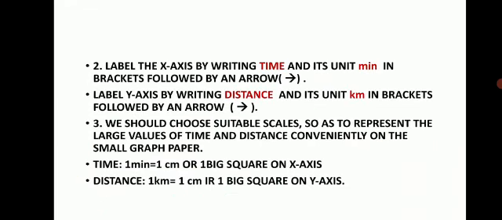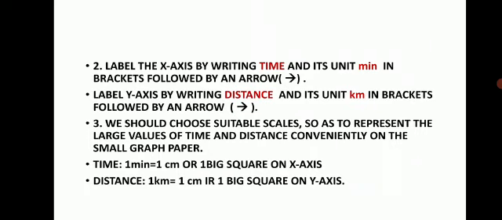After that, we have to label the x-axis by writing time and its unit minute in brackets followed by an arrow. Similarly, we have to label the y-axis by writing distance and its unit kilometer in brackets followed by an arrow. We should choose suitable scales so as to represent the large values of time and distance conveniently on the small graph paper.